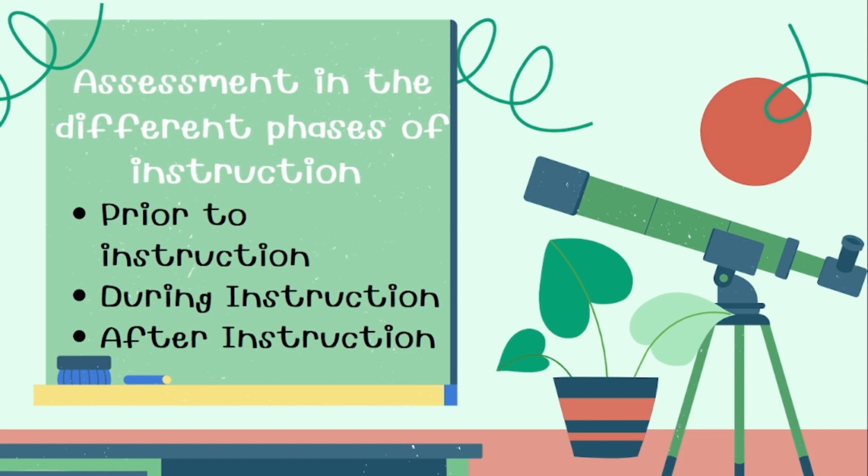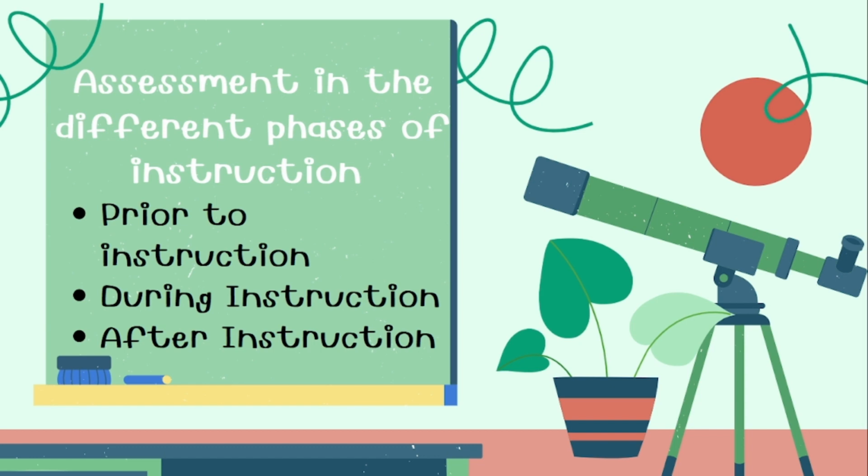And next one is the classroom observations. Teachers observe students' behaviors, engagement, and participation during instruction. And the last one is the questioning and discussions. Teachers use questions and discussion to probe students' understanding and encourage critical thinking. So that is for the during instruction.